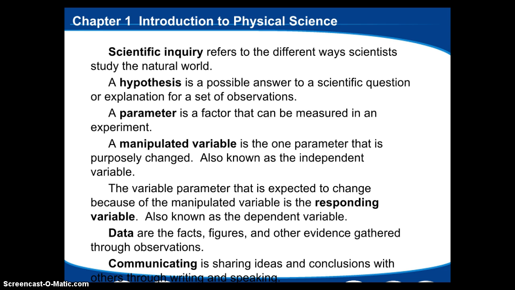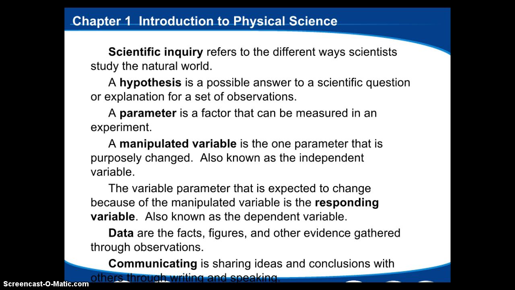And the manipulated variable is the parameter that is changed on purpose. So the one thing that I'm trying to change, I only want to change one thing at a time. That should be the one thing I'm testing. And it's also known as the independent variable. I always remember the independent means it starts with the letter I, that means I'm changing it. The variable that is going to change because of what I changed is the responding variable, and it's also known as the dependent variable, so it depends on the manipulated variable.